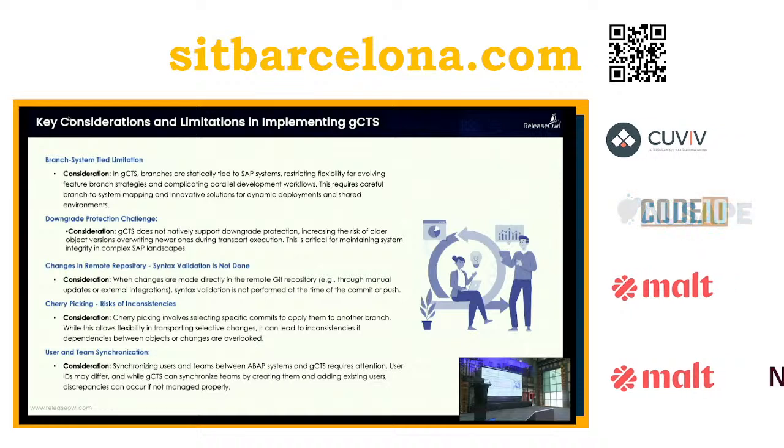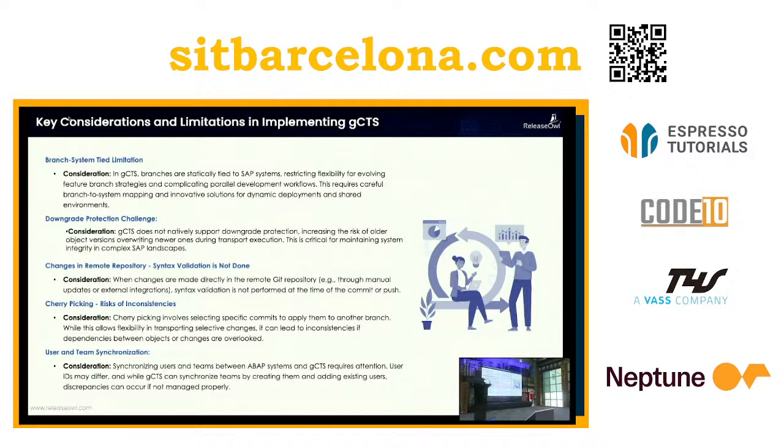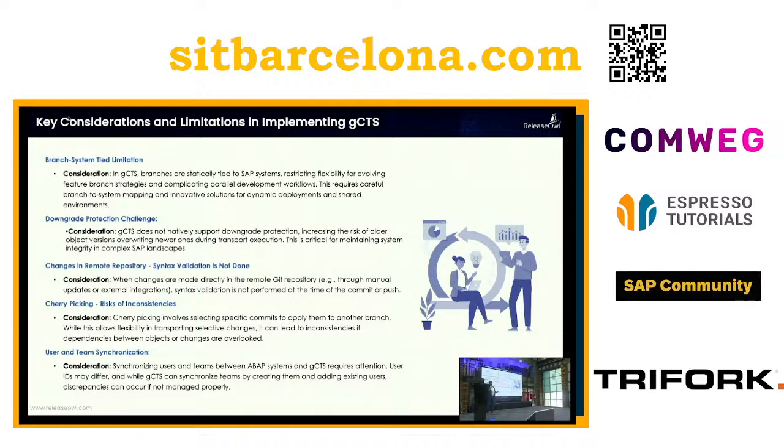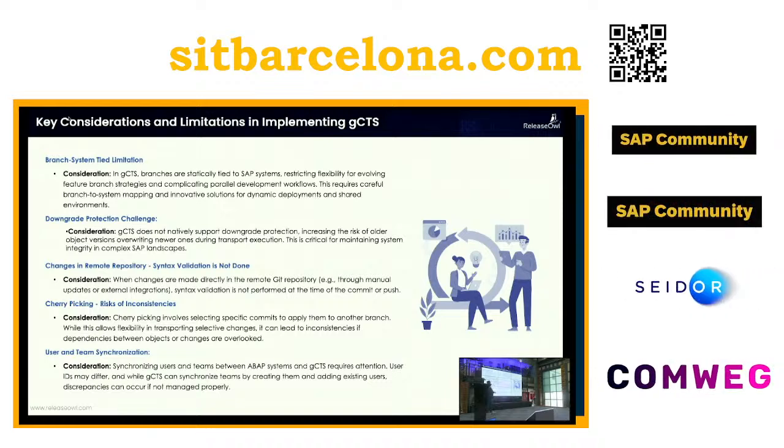Second is downgrade protection. gCTS does not have native downgrade protection because it is a Git pull. You are not doing a transport import, you are doing a Git deploy, a Git pull. So you cannot have downgrade protection. Before you do the Git pull, you have to write an OData service to check the versions of the transports.